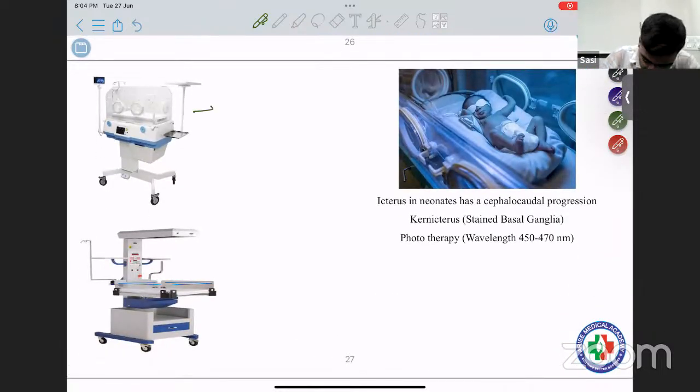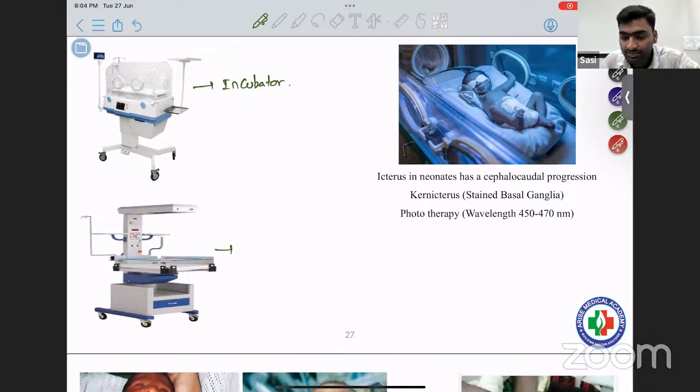What is this instrument, what will you think of? Give your answers in the chat box. Yeah, this one is the incubator. It is the incubator. If you see this instrument, what will you think of? Don't get confused. I told you, don't get confused.